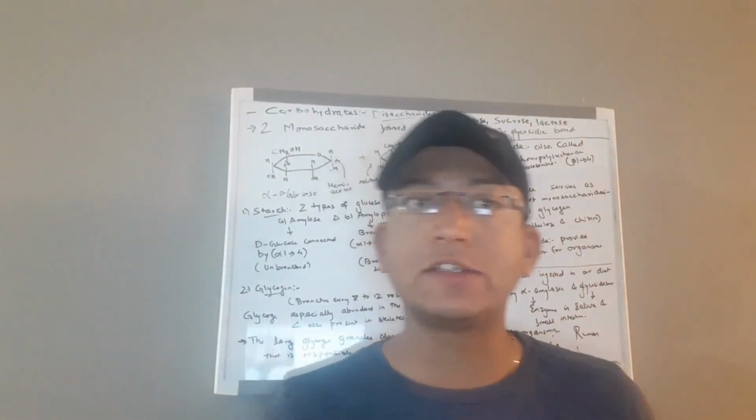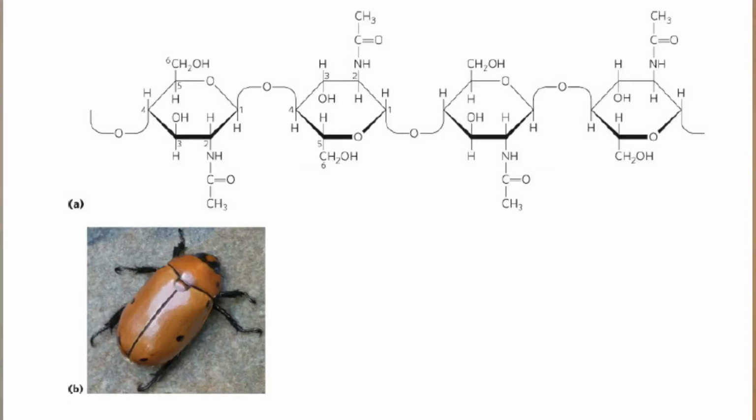Right, on your screen you can see the picture. That's the formula of chitin, and that's the beetle. The outer surface, you can see, is the exoskeleton, which is made up of chitin.